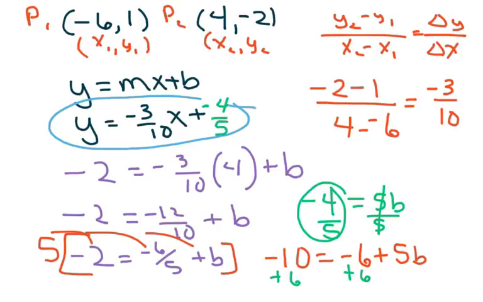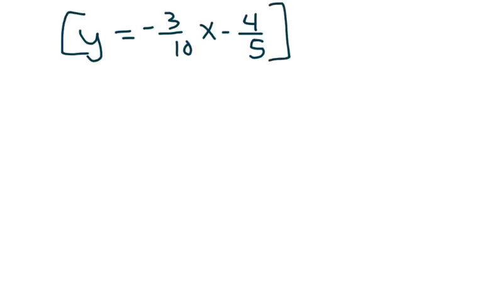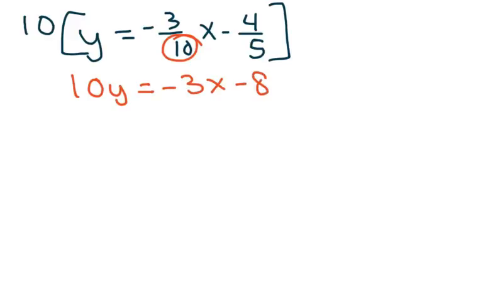So I'm going to go on the next page and write this down. So y equals negative 3/10 x minus 4/5. I have to put this in standard form. The first thing I'm going to do is clear the fractions by multiplying everything through by 10, because that's my largest denominator here. That's going to clear everything out. So I'm going to get 10y equals negative 3x minus 8. And again, let me just shorten this up. You're multiplying each term by 10.